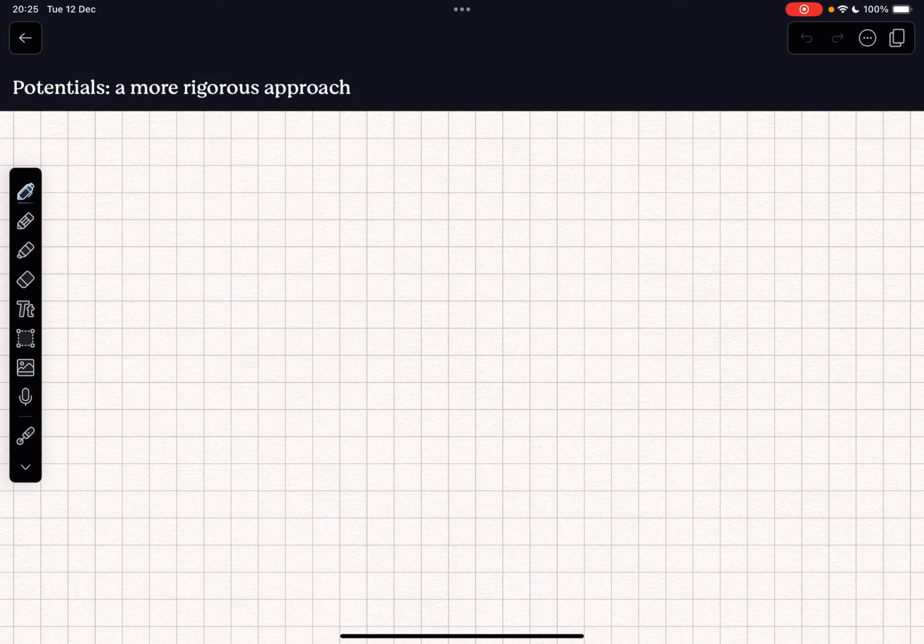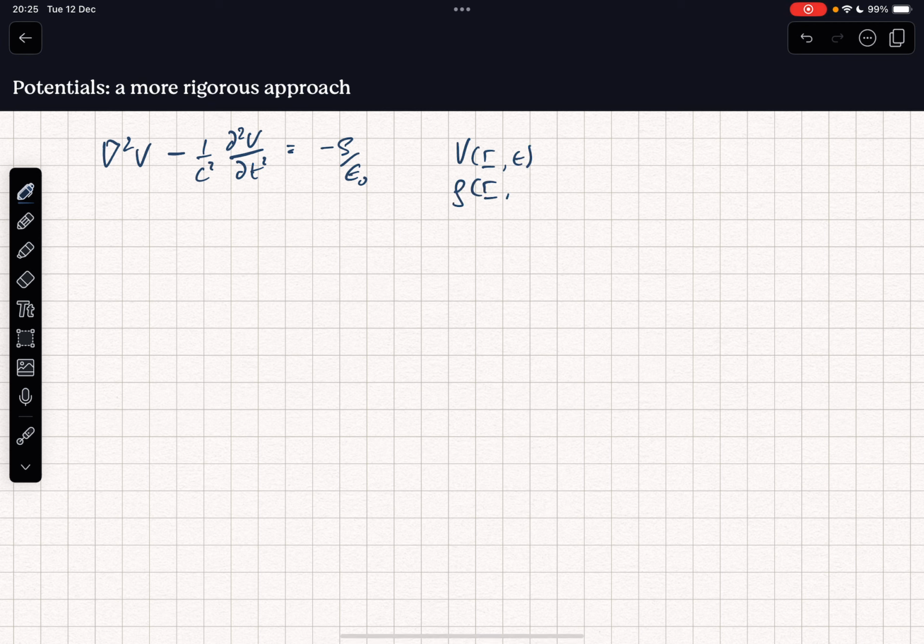We're now going to consider a slightly more rigorous approach to the solution for the electromagnetic potentials in the general case. So we're going to concentrate again on the electromagnetic potential. I'm just going to rewrite that. Del squared V minus 1 over c squared d2V by dt squared is equal to minus rho over epsilon naught, where V is a function of r and t, and rho is also a function of r and t. We'll be able to use the same arguments for the vector potential.